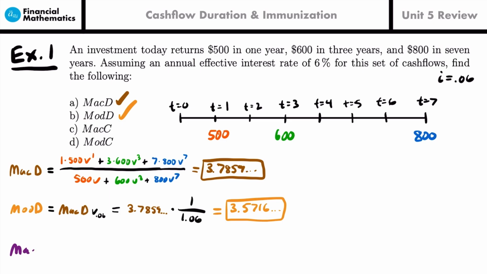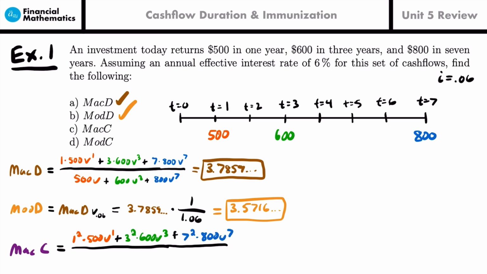We'll have that the Macaulay convexity is equal to the following calculation. We'll have 1 squared times 500v to the first power plus 3 squared times 600v cubed, and then we want to add that to our last cash flow, but we're going to have 7 squared times 800v to the power of 7. All right, it's the same thing we have up here. We have the present value of each of these cash flows, but we're multiplying them by the time at which they will be received squared. We have 1 squared, 3 squared, and 7 squared.